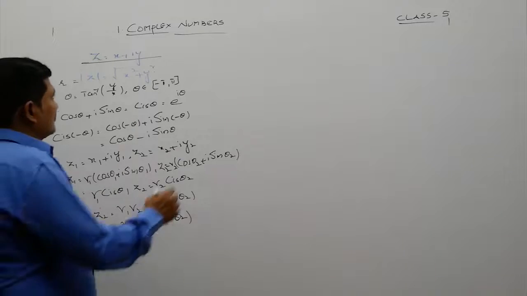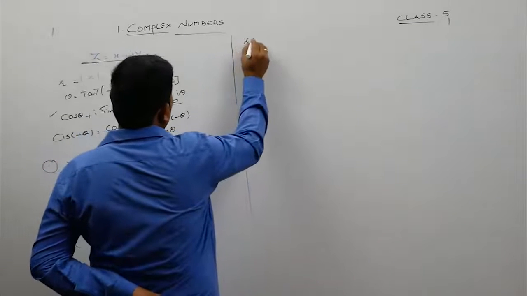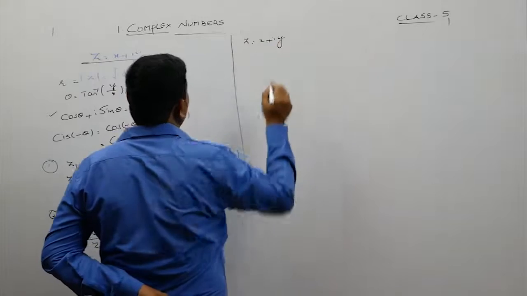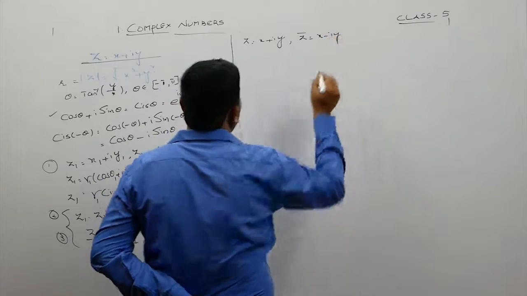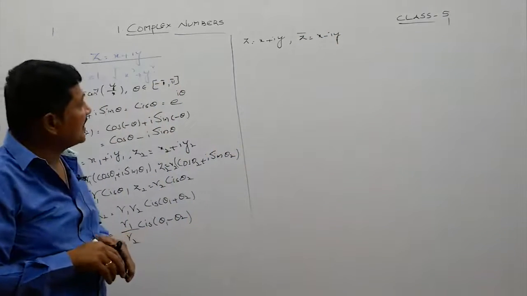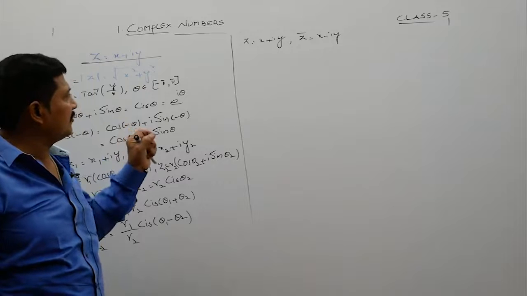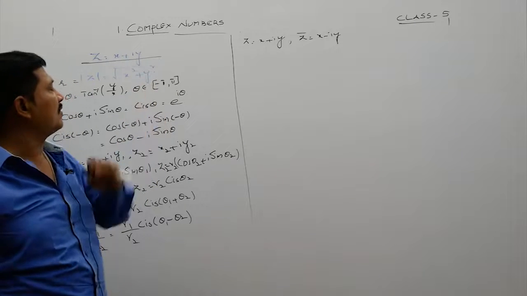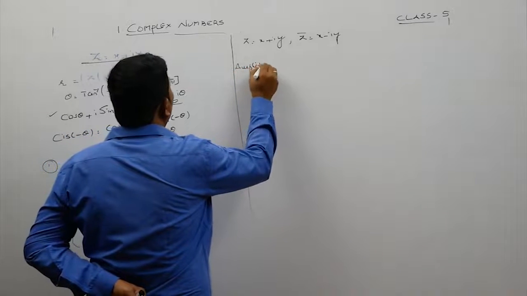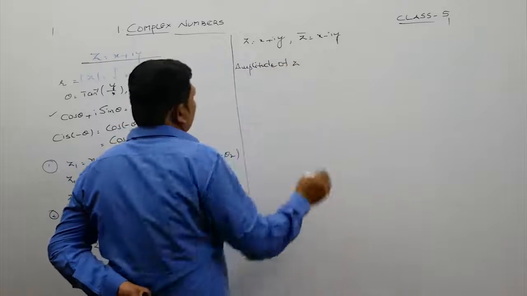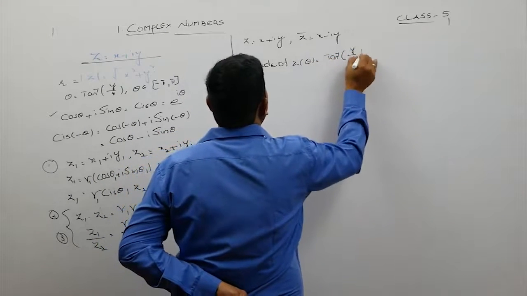3. And here comes another one. Now z is equal to x plus iy, then z bar is equal to x minus iy. We know that z bar is nothing but the conjugate of z. Now the conjugate of z can be obtained by changing the sign before the imaginary part. Now z bar is equal to x minus iy. Now here amplitude or argument, amplitude of z, so theta is equal to tan inverse y by x. So this is the formula.